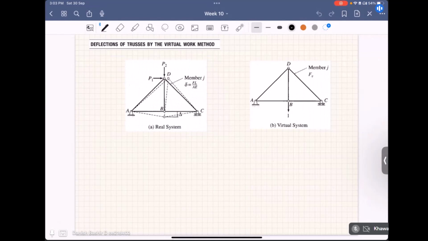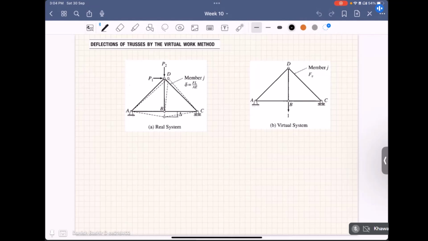Actually, it will be a step-by-step process. First, we will see the deflection of the trusses, then we will move on to the beams, and then to the frame systems. For all three types of structural elements, we will be deducing the formulation for calculating the deflection, and then we will solve numerical problems in each of the respective subsections. Starting with the deflection of truss by the virtual work method.